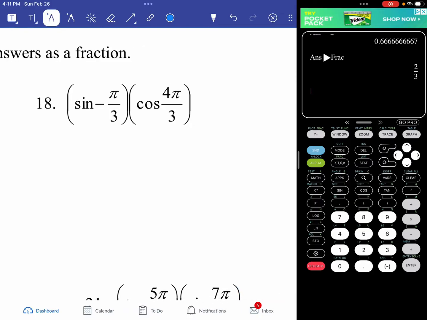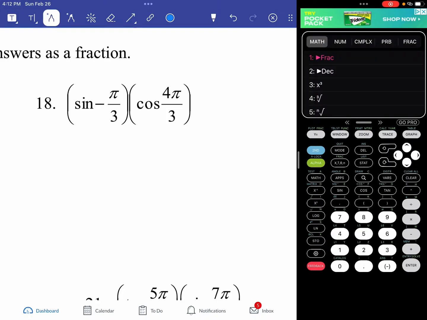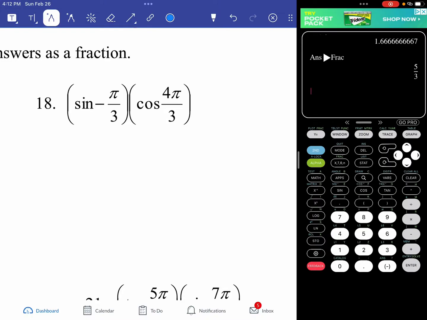Okay. Now this one's a little bit trickier because it has sine of negative pi over 3. And negative pi over 3 is not on our unit circle. It is too small. So what we have to do is find its coterminal on the unit circle. So we take negative 1/3, and then we add 2 to it. And we find out what its coterminal is. So it's 5 pi over 3. So this is actually sine of 5 pi over 3.